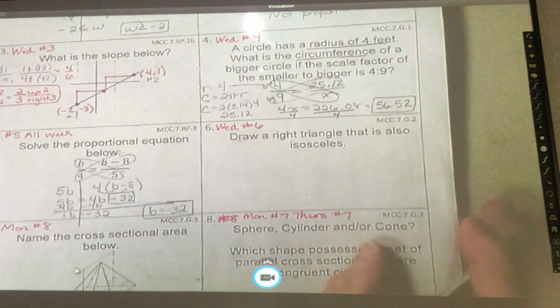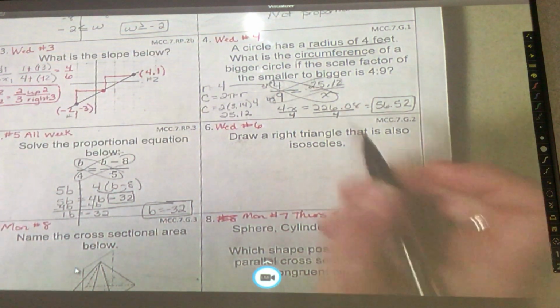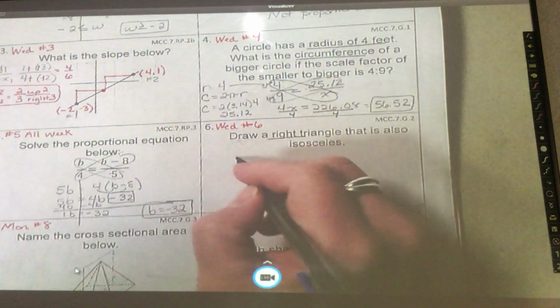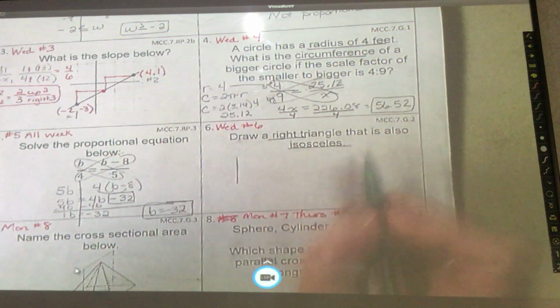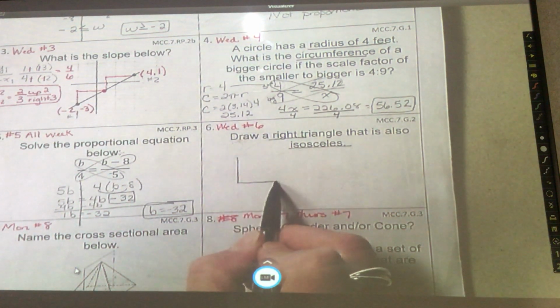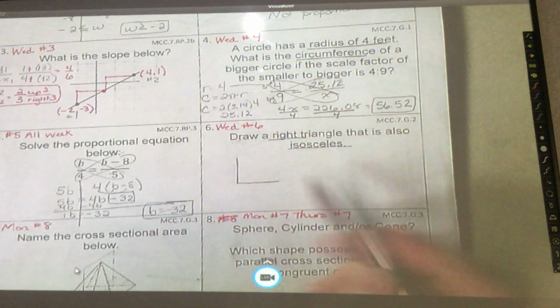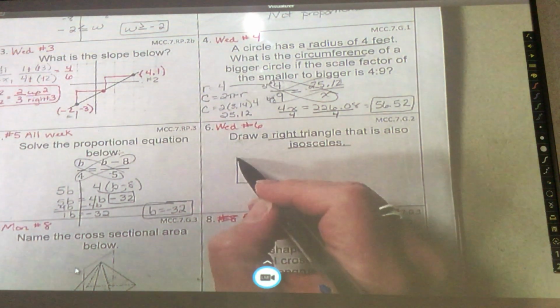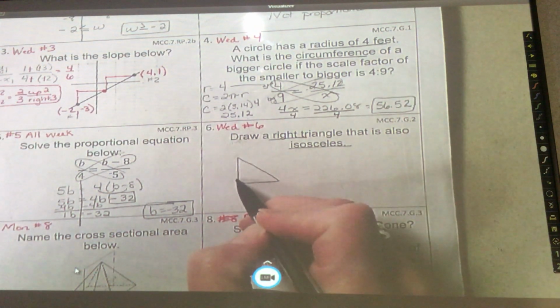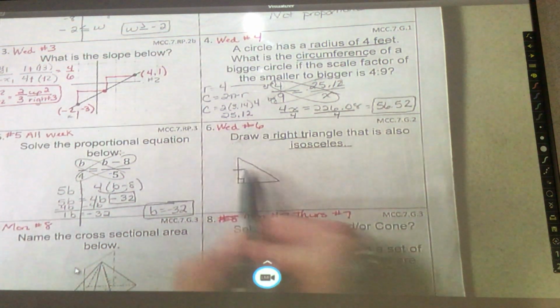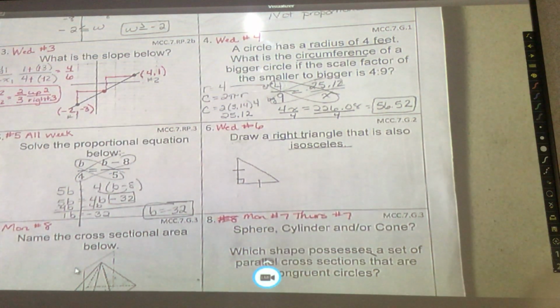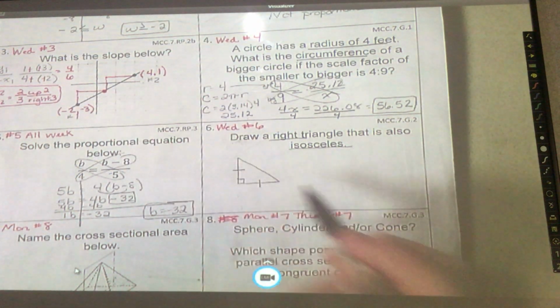Draw a right triangle that is also isosceles. Right means it has to have a, what, 90-degree angle. Isosceles means 2 sides the same. And I'm not getting out a ruler, but does that look pretty close? Yeah. To show it, make your little box saying that it's a 90-degree angle. Show your lines. Because those are the ones that are the same.